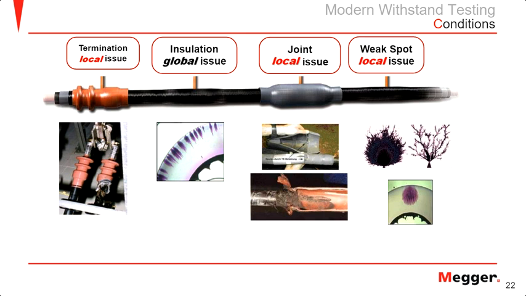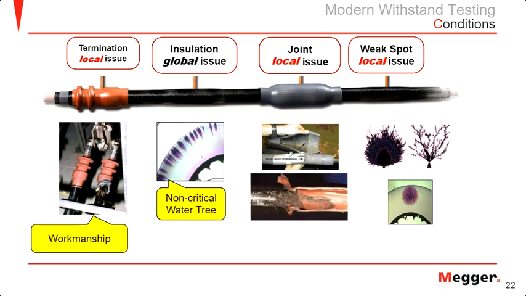Now, just to see what is a local issue and what is a global issue. Let's say you have a termination issue, where your termination failed at that point. That's typically a workmanship issue and is localized to a specific spot in your cable. Whereas water tree and such is more of a global issue. It is spread throughout the insulation. It is not at a certain point or anything like that. You pretty much have growing water trees all over the cable because of moisture seeping into the insulation.